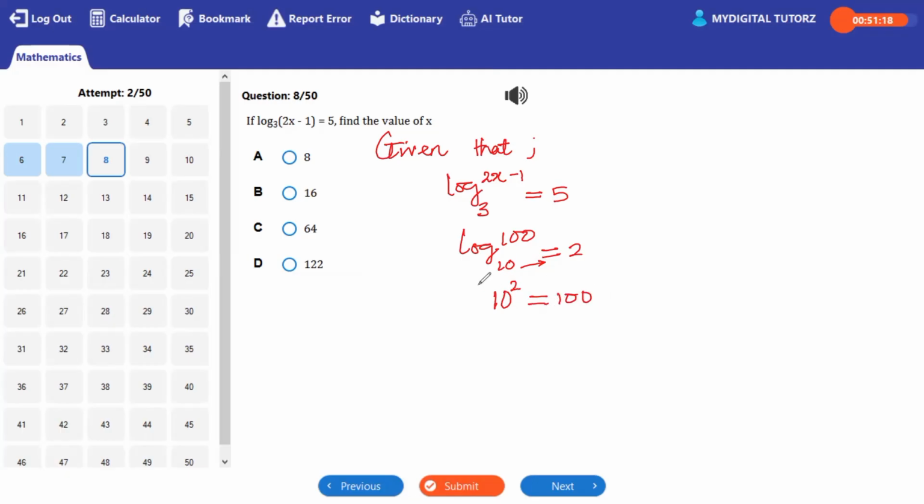So if you apply that idea here, log of 2x minus 1 to the base of 3 equal to 5 implies 3 raised to power 5 equal to 2x minus 1. As simple as that. So that will be 3 raised to power 5 equal to 2x minus 1. I hope that is clear.